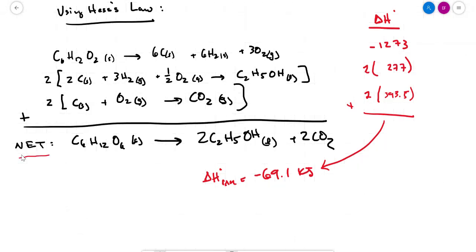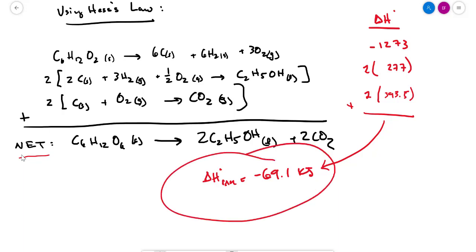Take their individual delta H values, multiply both of these by 2, and you end up getting the same answer. So either way, depending on what data you have accessible to you, if you have these reactions and these values, great, use Hess's law. If you don't, if you have tabulated heats of formation, then use the sum of the heats of formation of the products minus the sum of the heats of formation of the reactants to get what the overall delta H reaction is. So those ways are both equivalent.